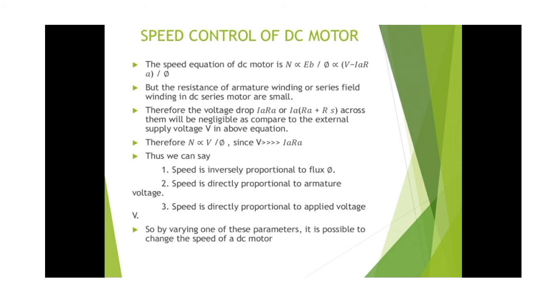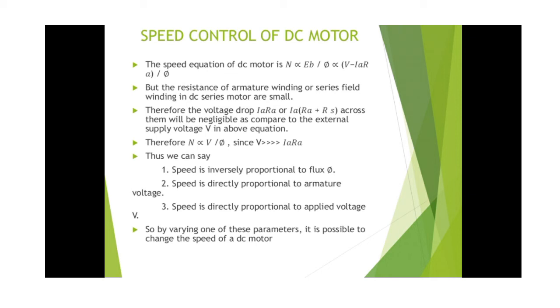The speed equation of DC motor is: N, the speed, is directly proportional to back EMF and inversely proportional to flux. But the resistance of armature windings or series field winding in DC motor is small. Therefore, the voltage drop IaRa, or Ia times (Ra plus Rs), across them will be negligible as compared to the external supply voltage V in the above equation. Therefore, N is directly proportional to voltage and inversely proportional to flux.